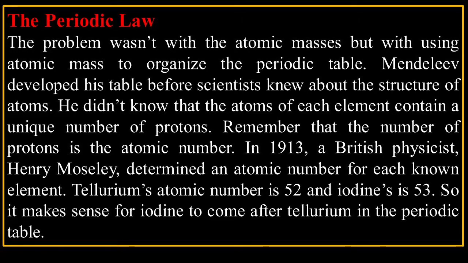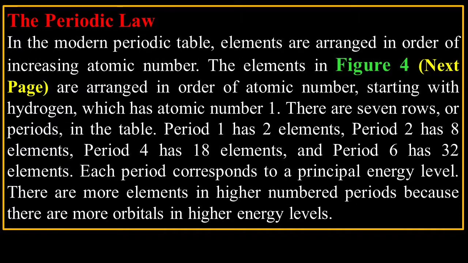In 1913, a British physicist, Henry Moseley, determined an atomic number for each known element. Tellurium's atomic number is 52, and iodine's is 53. So it makes sense for iodine to come after tellurium in the periodic table. The difference in the two tables is based on protons. In the modern periodic table, elements are arranged in order of increasing atomic number.